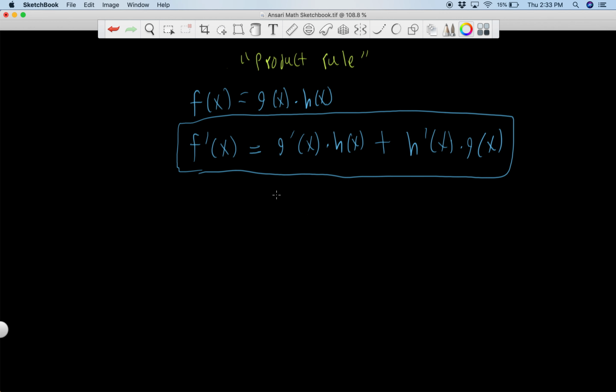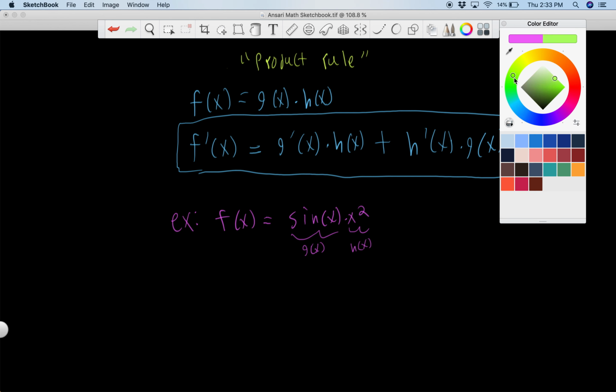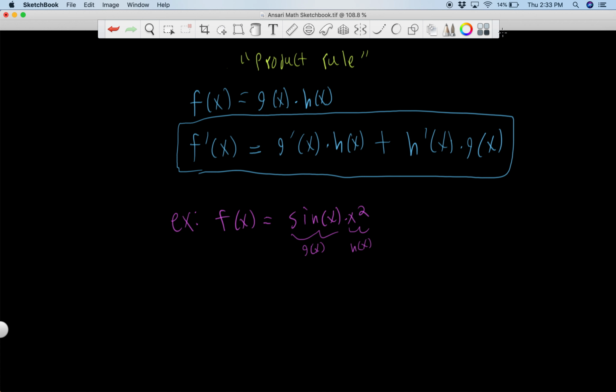So let's say we have some function f of x is equal to sine of x times x squared. Well, we notice that this is actually two functions being multiplied together, right? So we can say that sine of x is our g of x, and then x squared is our h of x. Or vice versa, it doesn't change anything, right? So to take the derivative of this, well, we need to use the product rule.